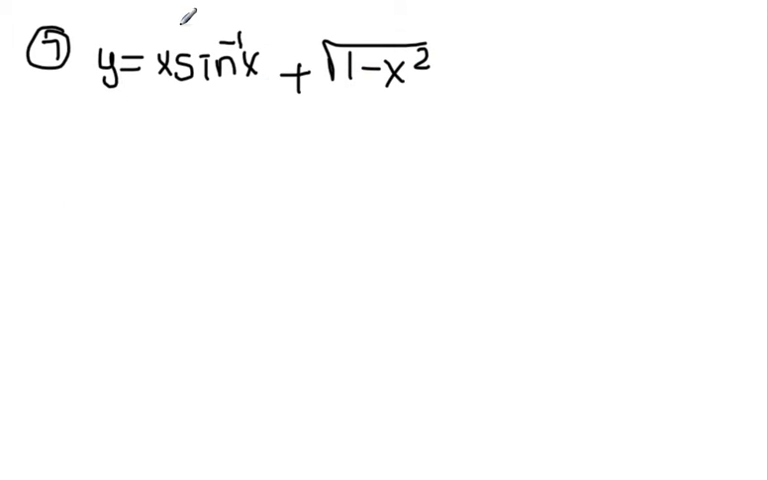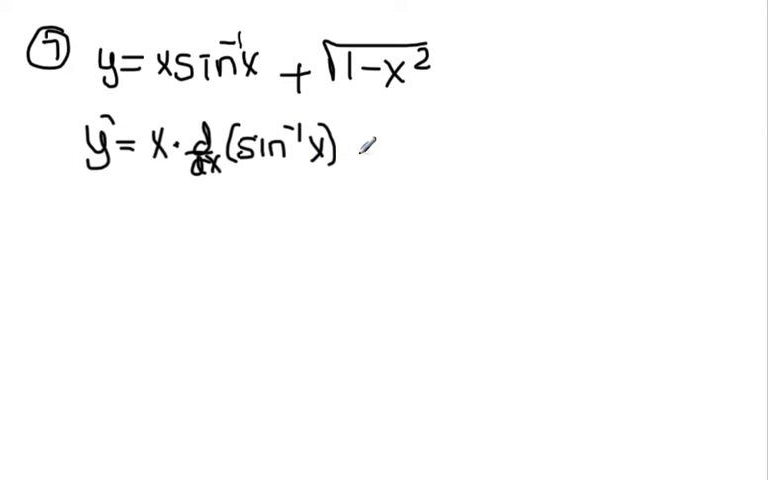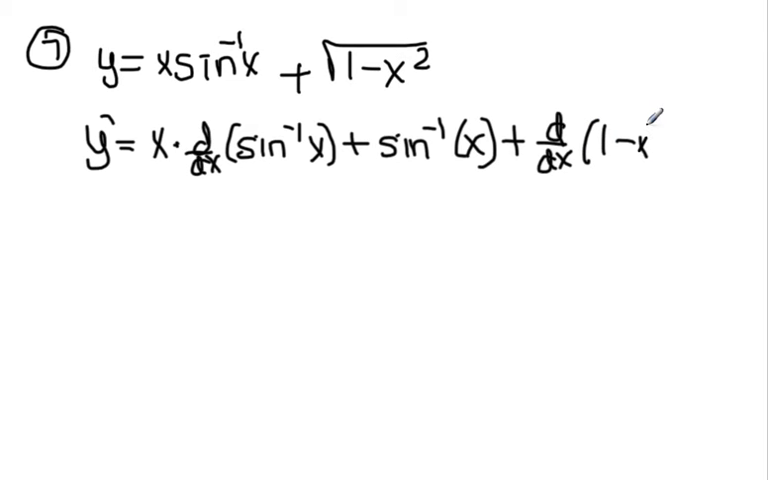I'm going to take the derivative of this. So we know that y prime is equal to this. This is a product rule, so I'm going to take x times the derivative of the inverse sine. I'm just going to write derivative of sine because that's going to be a little bit of work here. Plus, the product rule then says the inverse sine of x times the derivative of x, which is 1, plus now I need to take the derivative of the square root, so this is 1 minus x squared to the 1/2.